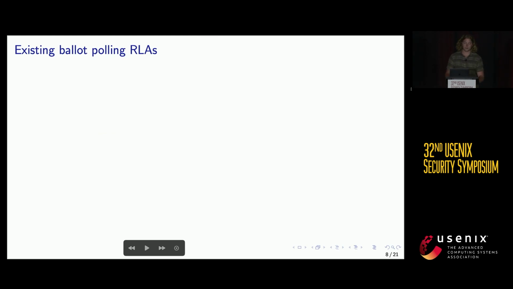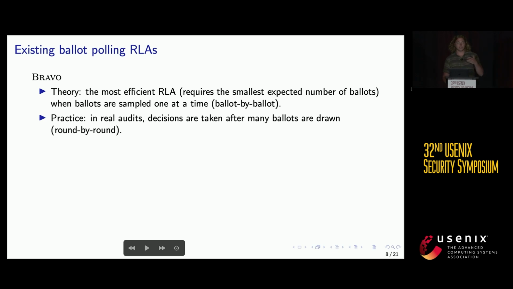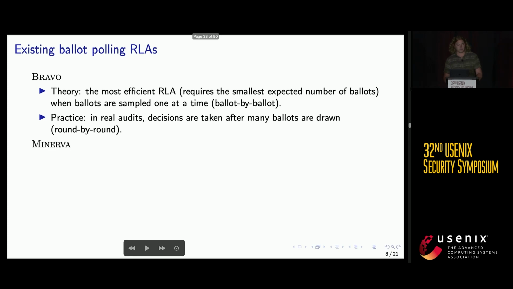So I will describe, before getting to Providence, two existing ballot polling RLAs. The first is Bravo, which is known to be the most efficient RLA, meaning that it requires the smallest expected number of ballots when the reported outcome is correct, when ballots are sampled one at a time, and so this is called a ballot by ballot audit. But in real audits, you draw many ballots at once because it's much more efficient to do so, and this is called a round by round audit.